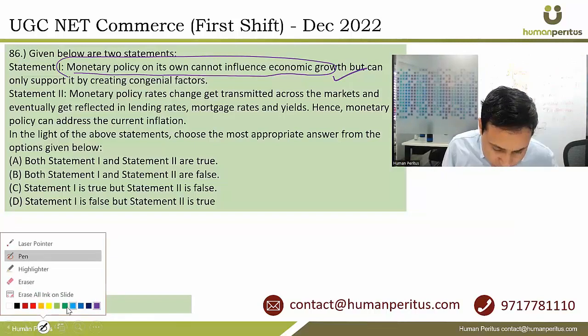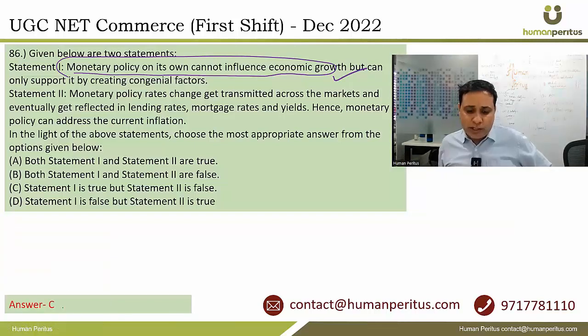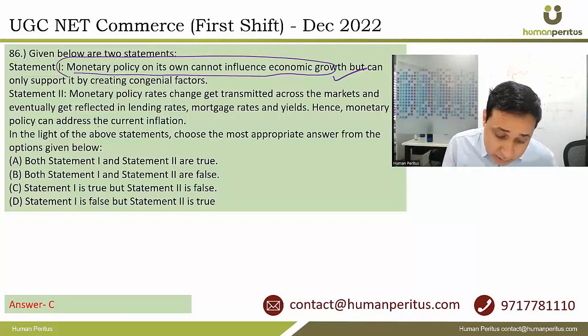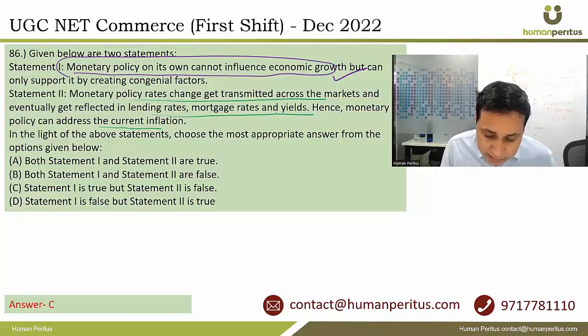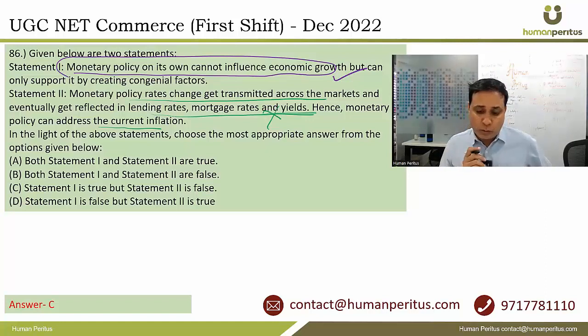Let's look at statement 2. Statement 2 is what? Monetary policy rates get transmitted across markets and eventually get reflected in lending rates, mortgage rates, and yields. Hence, monetary policy can address the current inflation. This statement is correct, guys. Although in the official answer key, it is given that statement 2 is incorrect, but to us this looks correct.